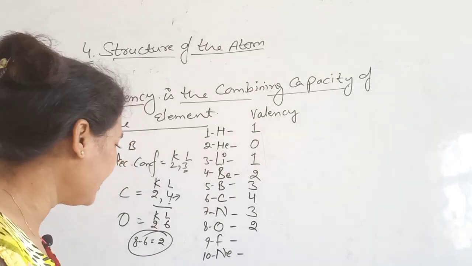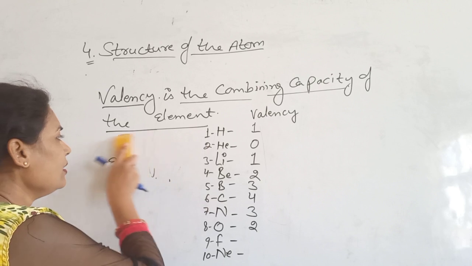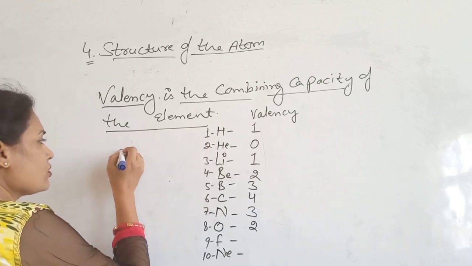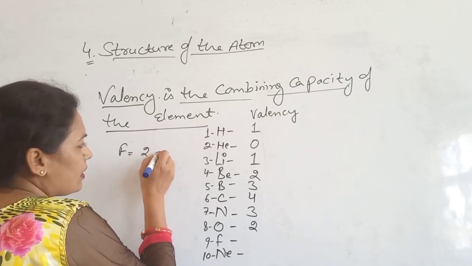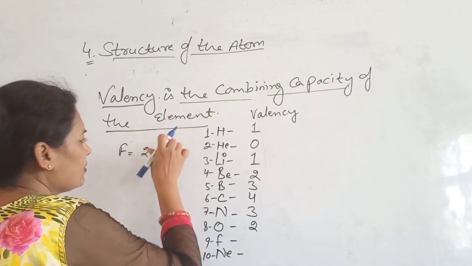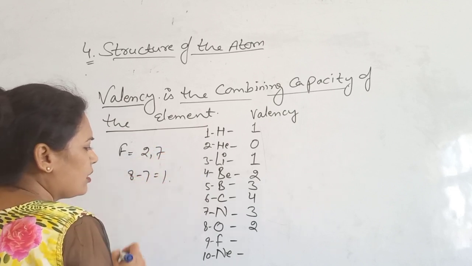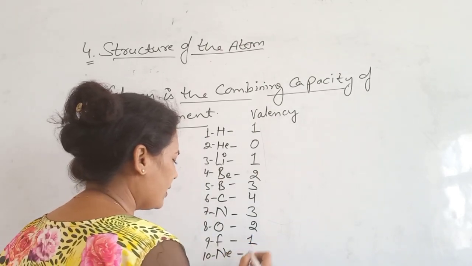After that we will get the electronic configuration of fluorine. Fluorine has 9 electrons, so the electronic configuration becomes 2 and 7. So 8 minus 7 is 1. So what happens? Its valency is 1.